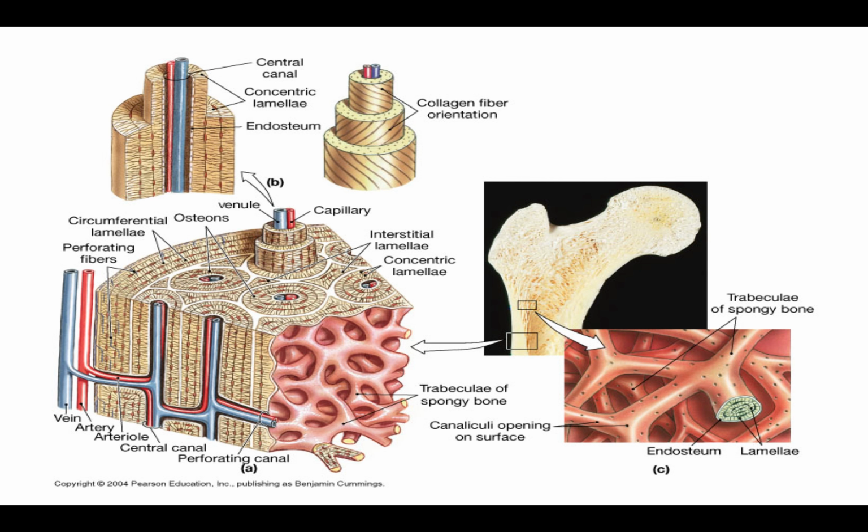And there's 2 types. There's concentric, which are around the osteons. And then on the outside, we have circumferential lamellae that are surrounding the entire bone. This is a really great picture because it's showing you all the pieces of compact bone. And it also has a little bit of spongy bone in it as well.